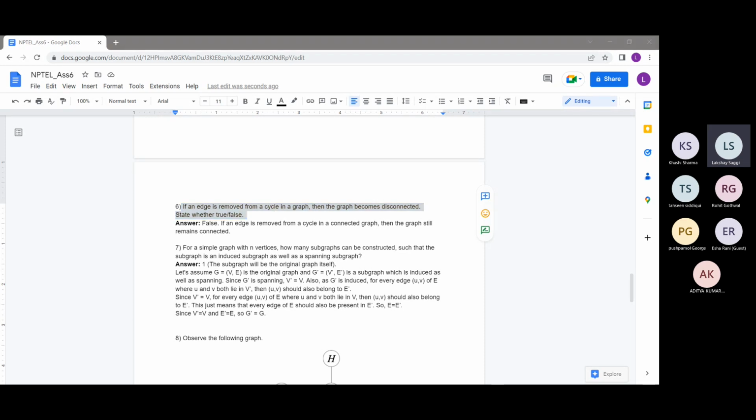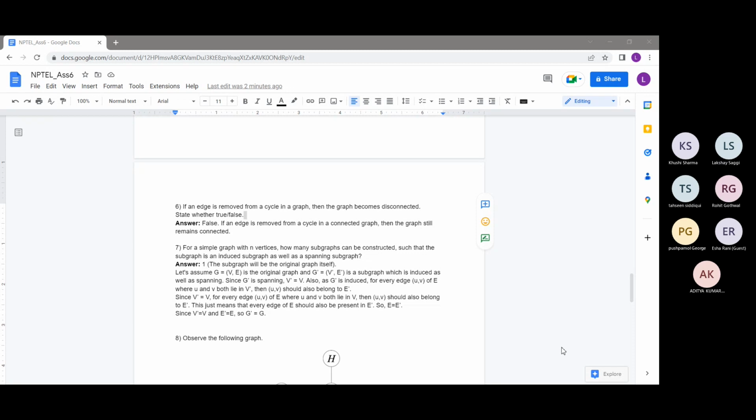Yeah, Tehseen, you are correct that it won't remain a cycle now, but it would still be connected, right? We just have to answer whether the graph will become disconnected or still remain connected. After the removal of the edge, it may be the case that the graph does not contain any cycle. It can definitely be the case. But all we want to say in this question is that it won't be disconnected. It will still form a connected graph. It can be a graph which is connected but cycle-less, basically a tree. A tree is something which is connected, but not a cycle.